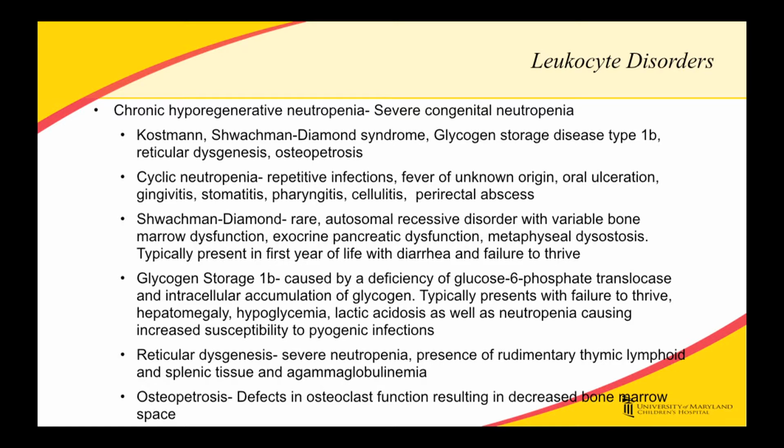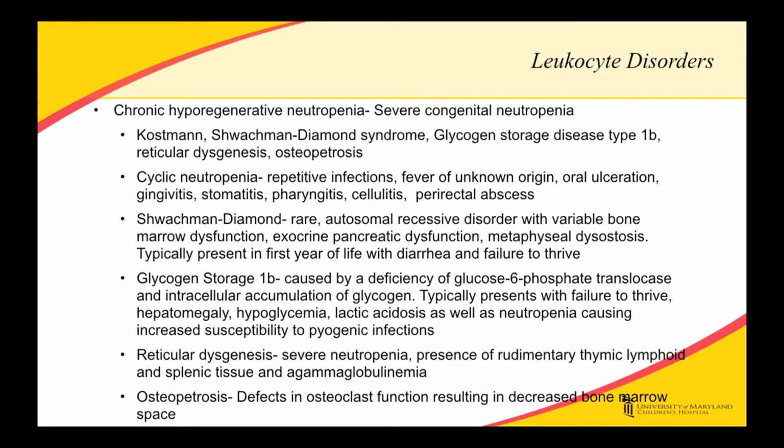Shwachman-Diamond is rare, autosomal recessive, with variable bone marrow dysfunction. They typically don't develop cytopenias until later on in life, but they do have failure to thrive and exocrine pancreatic dysfunction. So usually our GI folks are seeing these patients, and then they're concerned that they might have Shwachman-Diamond, so they send them to us to help evaluate.